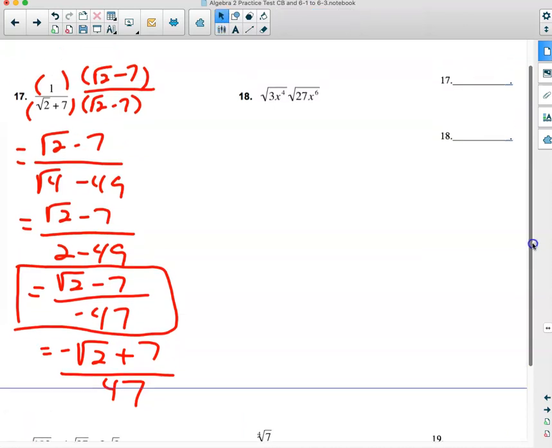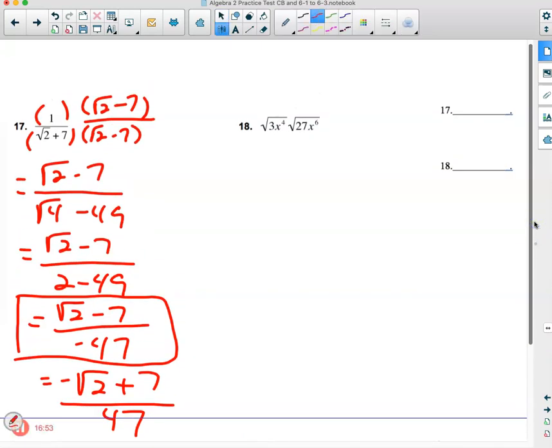18, that looks very different. So apparently they want me to multiply those, right? Because they're right next to each other. Can we multiply those together? They're both square roots. Yeah, we can do that. So let's see, 27 times 3, that's 81. Ooh, that's going to be a nice square root number. I like that.